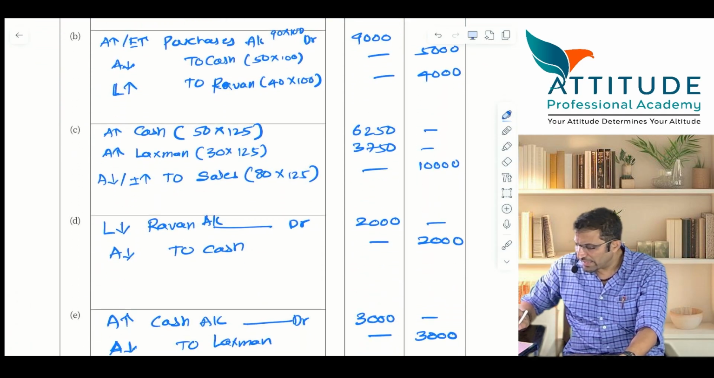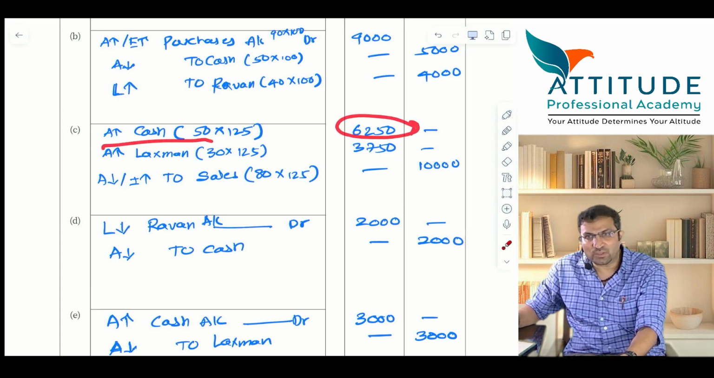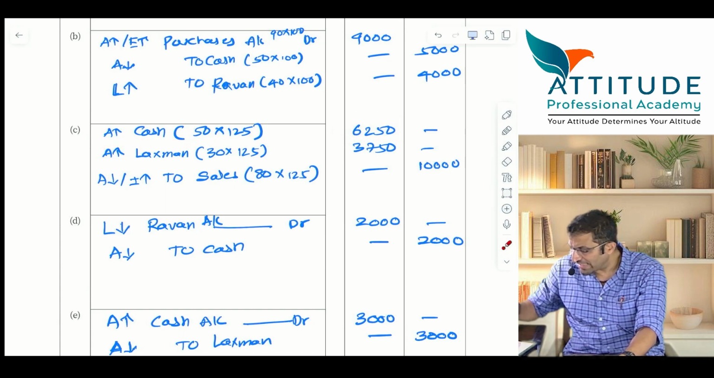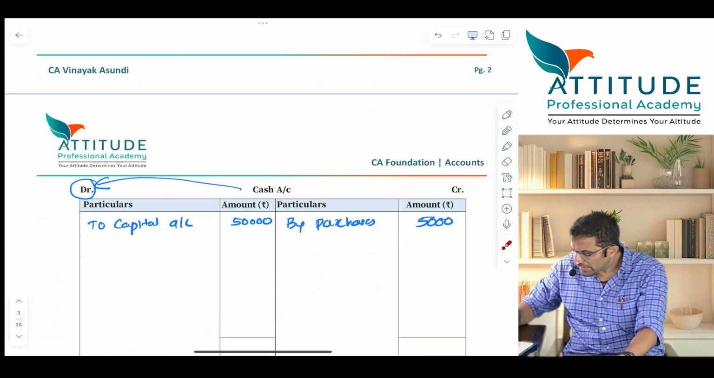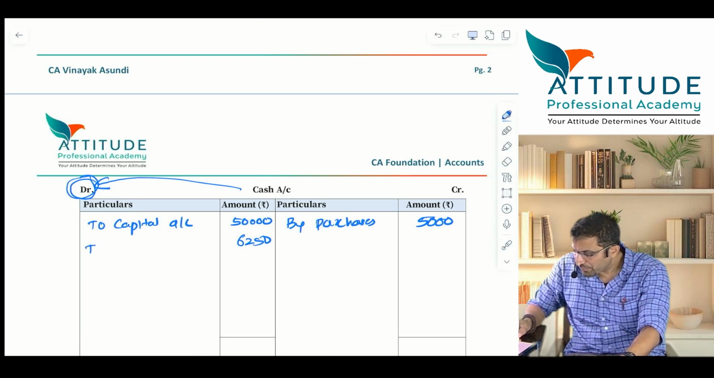Third journal entry. Cash account debit, Lakshman account debit, sales account credit. Now, tell me, cash account is debited with what? 6250. So go to cash account and write 6250. Cash account, debit side only, 6250. But while writing, what is credited in that journal entry? To sales account.